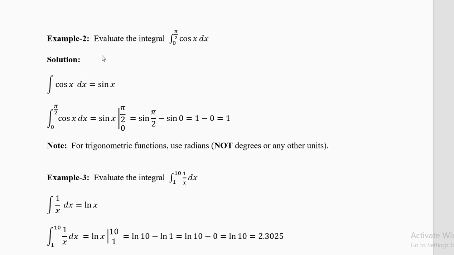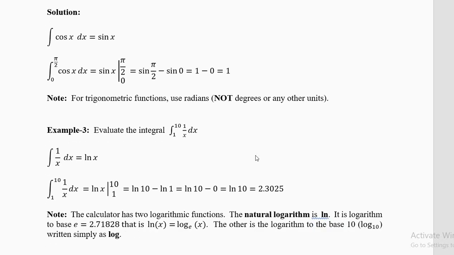Now example 2. Evaluate the integral from 0 to pi by 2 of cos x dx. Now integration of cosine is sine with the plus. Do not write minus. It is integration, so it is plus sine. Now sine x going from 0 to pi by 2, you'll have sine pi by 2 minus sine 0. It is 1 minus 0 equal to 1. You have to use radians and no other units. Your calculator has two other units, degrees and grads. Grads are not fashionable.